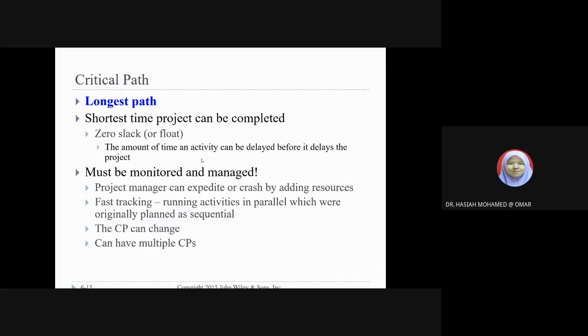The amount of time an activity can be delayed before it delays the project. So we need to monitor and manage so that, as a project manager, we can expedite or crash by adding resources. If an activity has problems here and there, we can control or manage the project by maybe adding resources, whatever possible solution that we think is possible for the project. Okay, fast tracking, running activities in parallel.